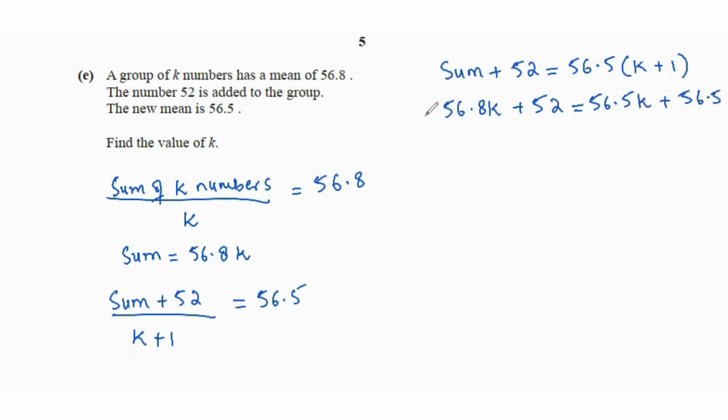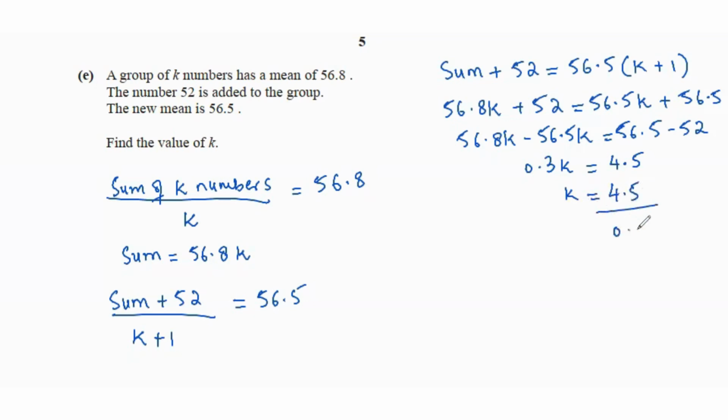Collect the like terms on each side. So 56.8k minus 56.5k equals 56.5 minus 52. So that's going to be 0.3k equals 4.5. So k would be 4.5 divided by 0.3, which is going to be 15. So the value of k is 15.